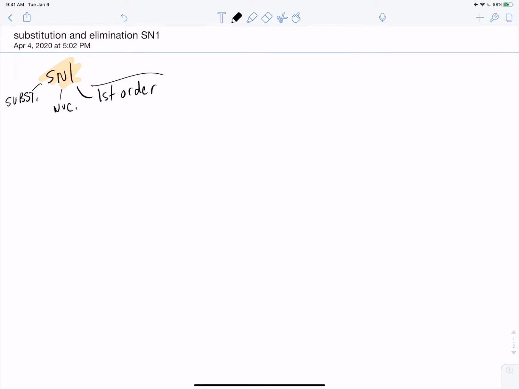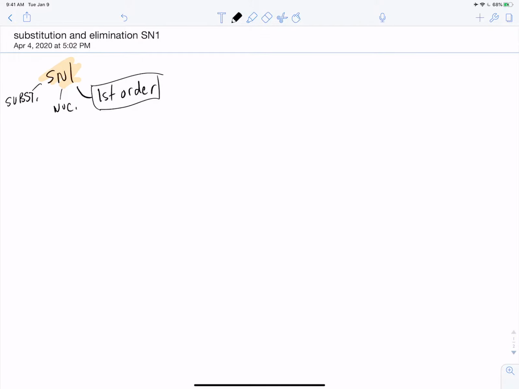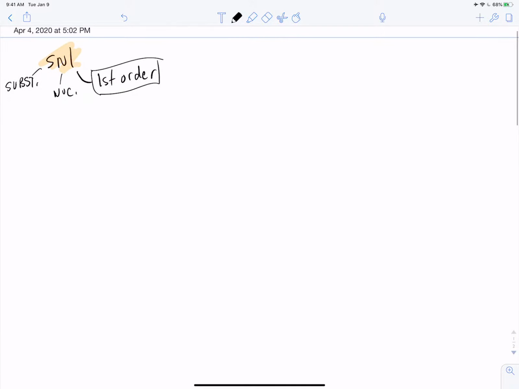Okay, but yeah, the main difference is these are first order. And let's take a look at what this looks like in a generic sense. The mechanism is just different. So I've got my leaving group on it. And so in SN2, the nucleophile comes in and it kind of helps the leaving group leave. You know, it starts forming a bond to this antibonding orbital and sort of sets things off. In an SN1 reaction, the leaving group has to pop off first.